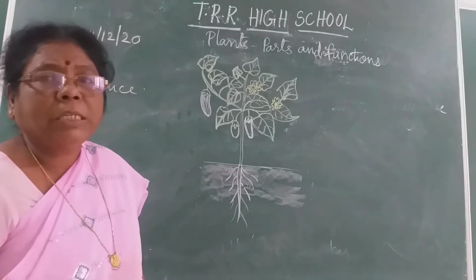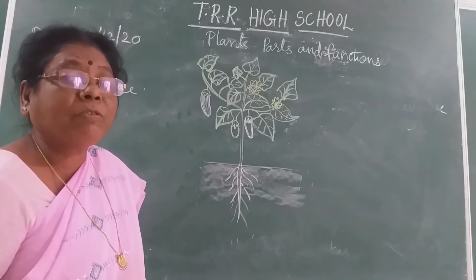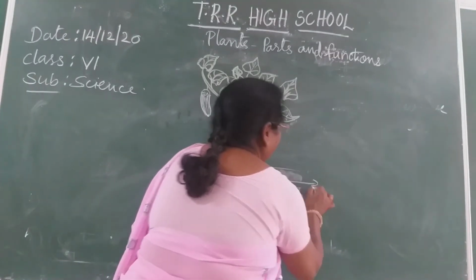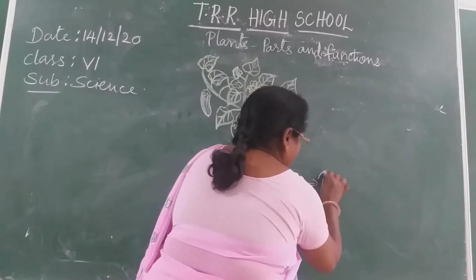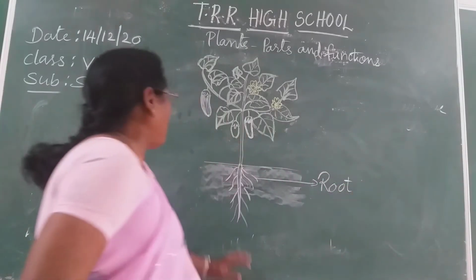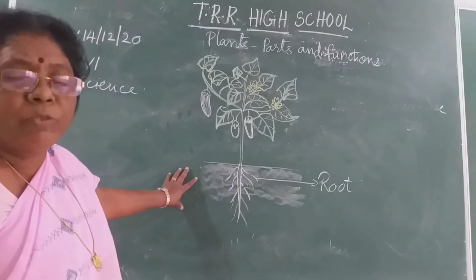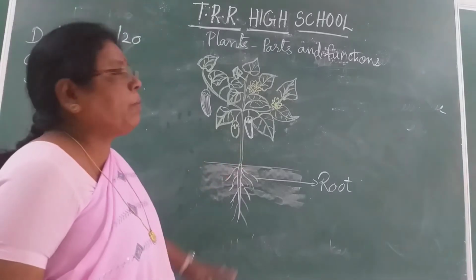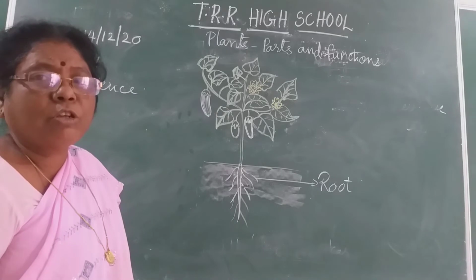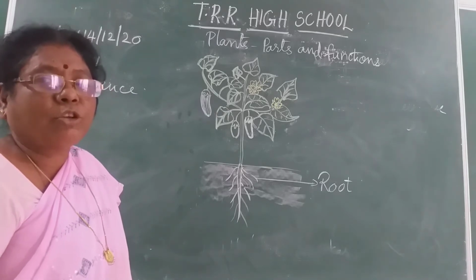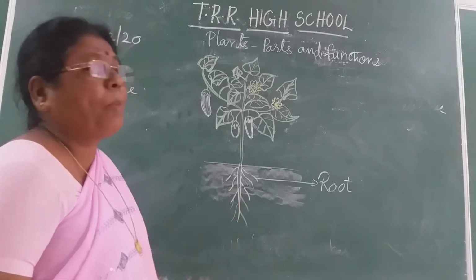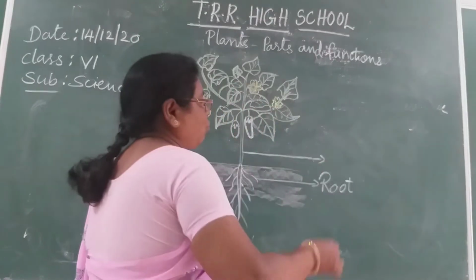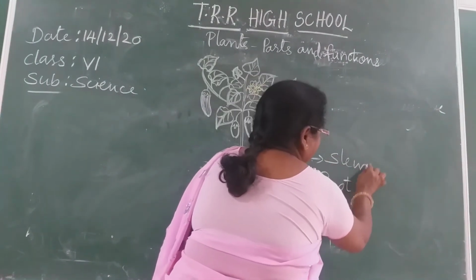See, the part which is underground, the part which is away from the sunlight, the part which you find in the earth is called root. The part which is underground of the plant is called the root. It grows away from the sunlight, and you will find it under the soil. The part which grows above the earth is called as root. Sorry, stem.